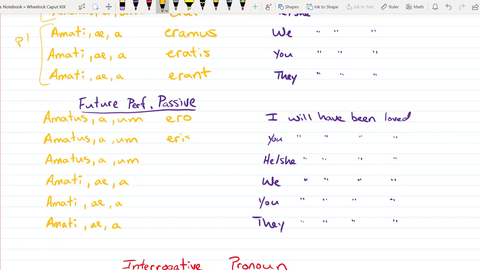Ero, eris, erit, erimus, eritis, and erunt. Again, same process, singular verbs with your singular subject, plural verbs with your plural subjects.